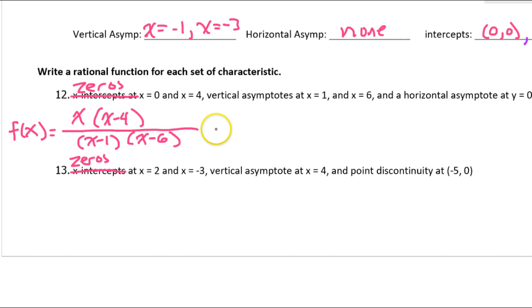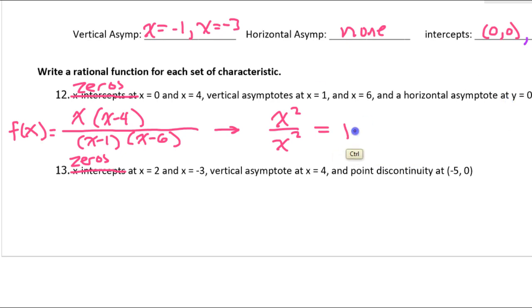The way it is, as x gets bigger and bigger, this function will approach x squared over x squared. All right? As it is right now, that's what would happen. Because the negative 4 would become irrelevant, and the minus 1 would become irrelevant, and the negative 6 would become irrelevant. So that would just leave me with x squared over x squared. But that equals 1, not 0.